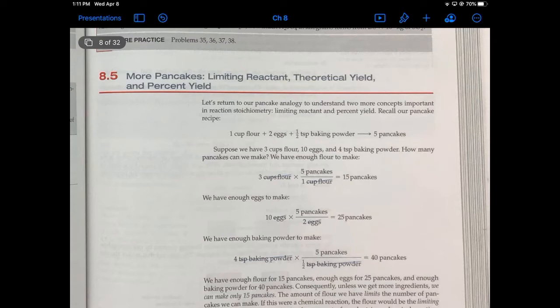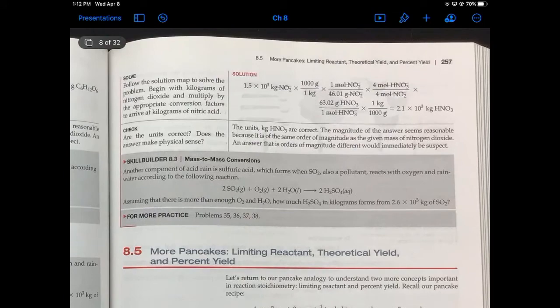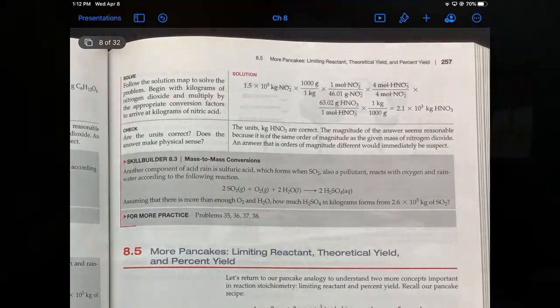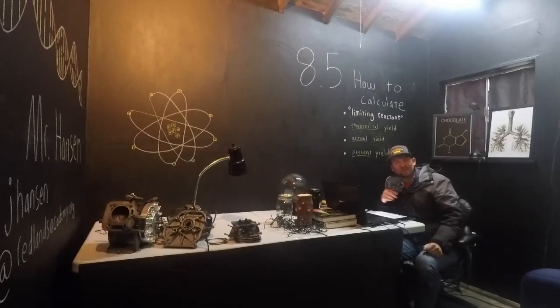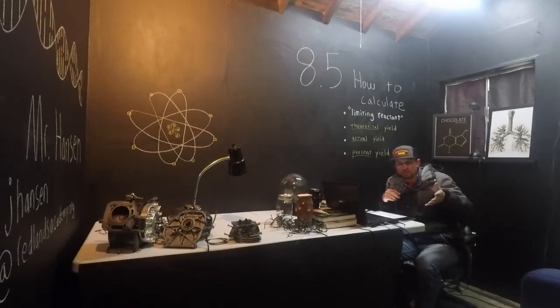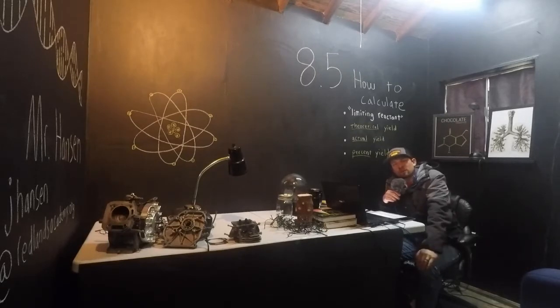And what we notice is that we have on the counter 3 cups of flour, we have 10 eggs, and we have 4 teaspoons of baking powder. Again, you have 3 cups of flour, so 1, 2, 3 cups. You have 10 eggs, so about a dozen, but you used 2 the other day or something. And you got 4 teaspoons of baking powder. Not very much, but 4 teaspoons. Which one of those do you think is going to prevent you from continuing to make pancakes, assuming you stick to that recipe?